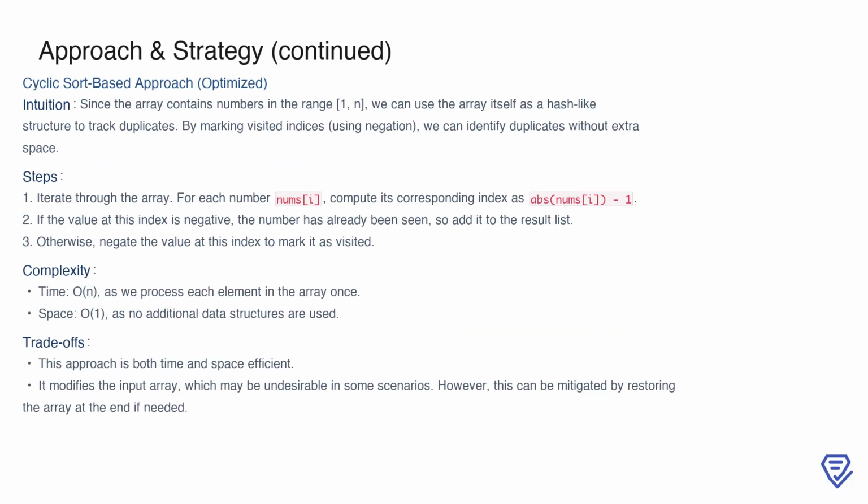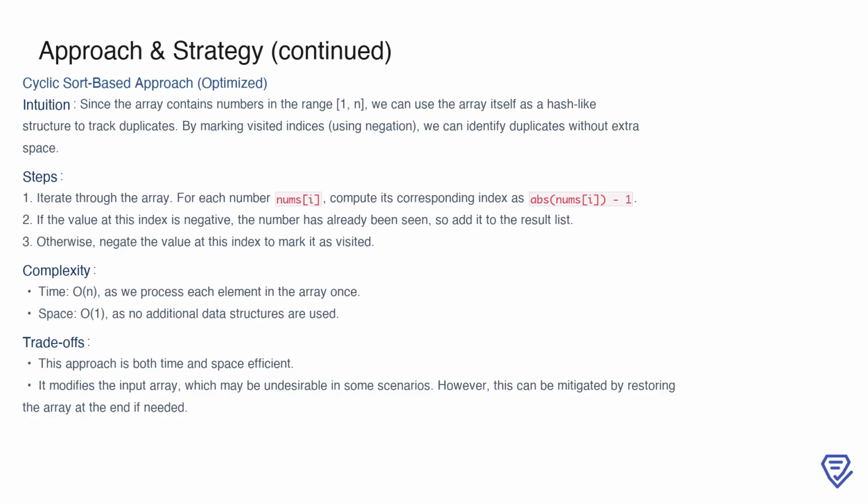An even more optimized solution leverages the cyclic sort-based approach. This method takes advantage of the fact that the array contains numbers within the range 1 to n. By using the array itself as a structure to track duplicates, we can achieve both time and space efficiency. The process involves iterating through the array and, for each number, calculating its corresponding index as abs(nums[i]) - 1.